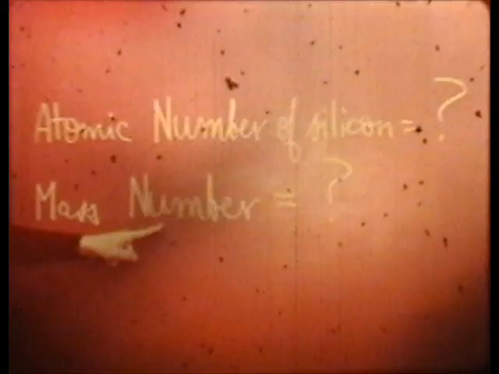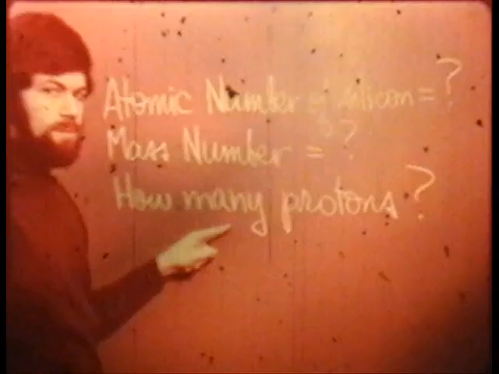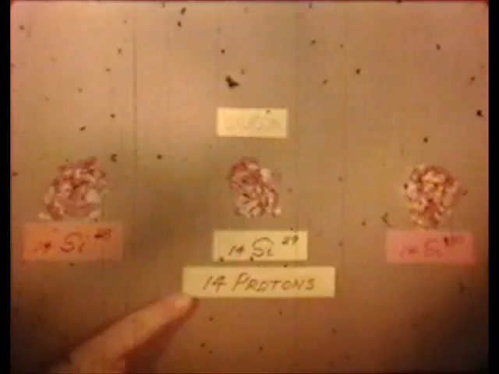What, then, is the mass number of this isotope? The mass number, if you recall, is the number written in the upper right-hand corner of the isotopic symbol. Therefore, the mass number of this isotope is 29. All right, now, how many protons are present in silicon? This requires your recollection that the number of protons is equal to the atomic number. Therefore, there are 14 protons in silicon.